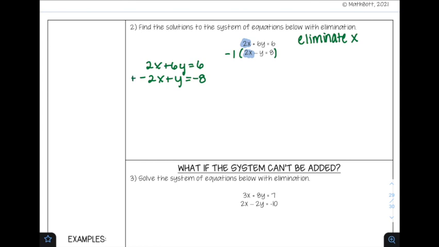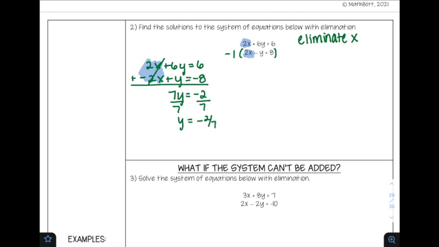So I'm adding these together. So again, I have my opposites, so these are going to cancel out. 6y plus y is going to give me 7y. 6 minus 8 is negative 2. I divide both sides by 7. Y equals negative 2/7 is going to be my y value.